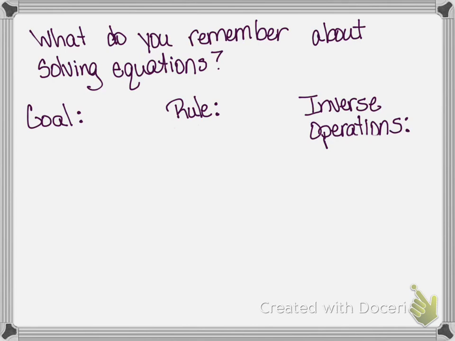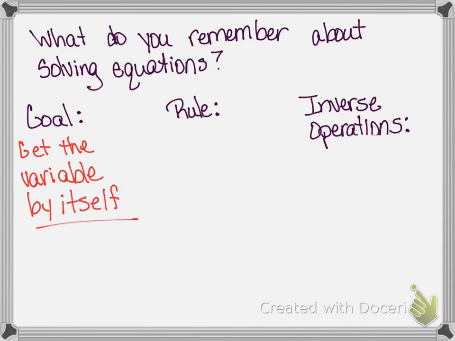Okay, what do you remember about solving equations? Nothing. Okay, that's very honest. Jay? The goal is to get the variable by itself. Good. That's exactly what the goal is. You want to get the variable by itself. You may also hear that as isolate the variable. Okay? Isolate the variable.